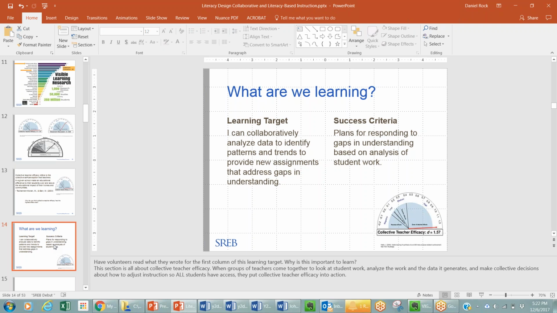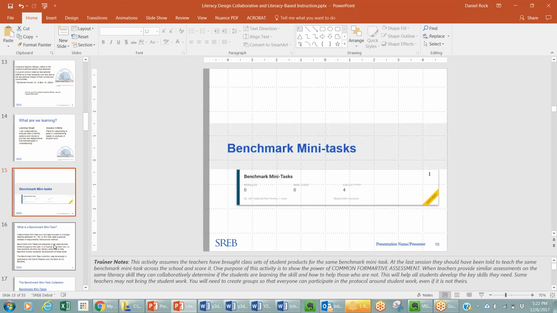Maria and Judy are working with people to get a class set of benchmark mini tasks that we can just put in this folder. If anybody else has teachers who are teaching benchmark mini tasks, I don't want a full essay. I want an intro paragraph or a claim or an outline. If anyone else has that from the benchmark mini task collection, please let me know and try to get a class set copied so we can have that in case people don't bring it. But obviously, the power is going to be in them bringing their own.